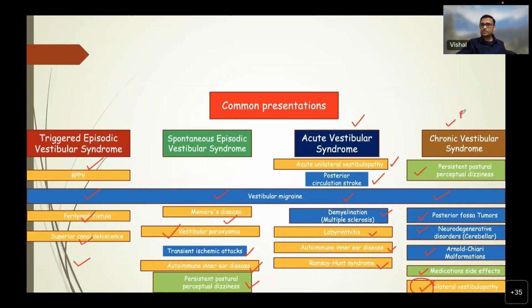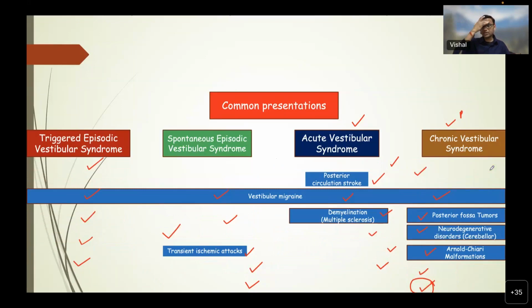Presbyvestibulopathy is one of the very common entities seen in elderly patients, which should be considered. Now, let us take out all the peripheral causes, because the motto of this particular talk is central vestibular disorders, where we are going to focus.